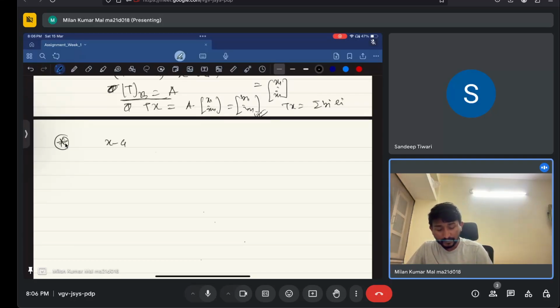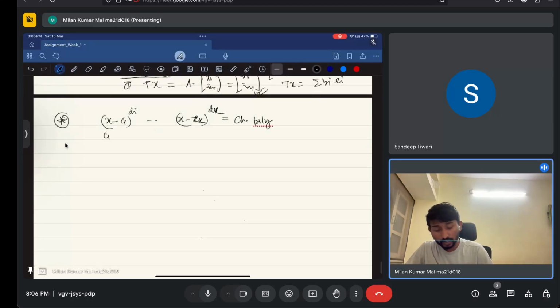Suppose the matrix is given. Suppose the minimal polynomial is given this way, (x minus c1) to the power r1 up to (x minus ck) to the power rk. Suppose this is the characteristic polynomial, and I am taking the characteristic polynomial as dk. Then clearly c1 is an eigenvalue.